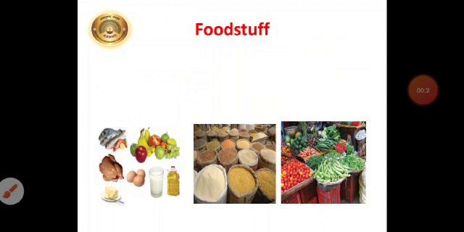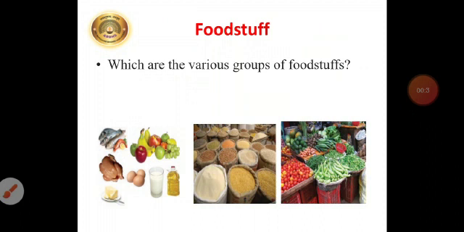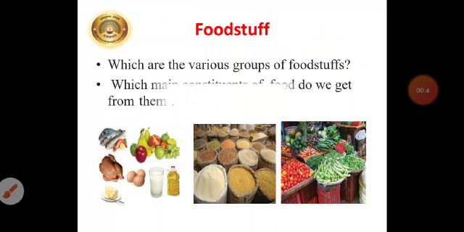Observe the picture. Here different types of foodstuffs are there. Which are the various groups of foodstuffs? Milk and milk products, fruits and vegetables, meat, fish, eggs, cereals, and pulses, etc. are different types of foodstuffs. Which main constituents of food do we get from them? We get nutrients from all these foodstuffs. Let us learn in detail.